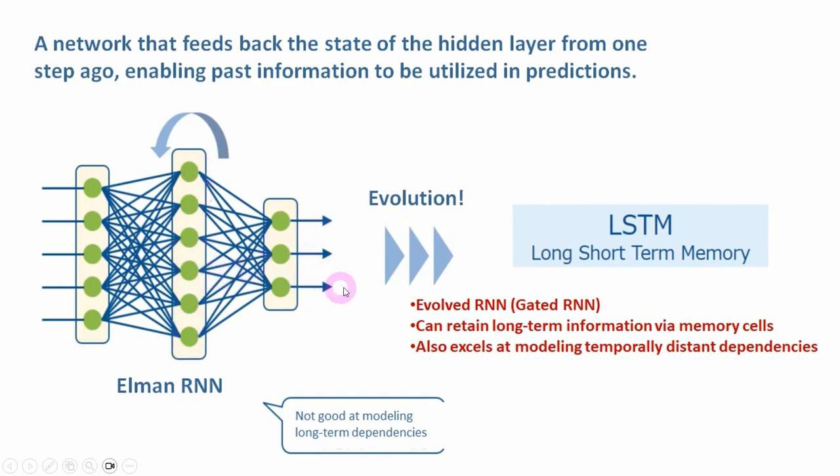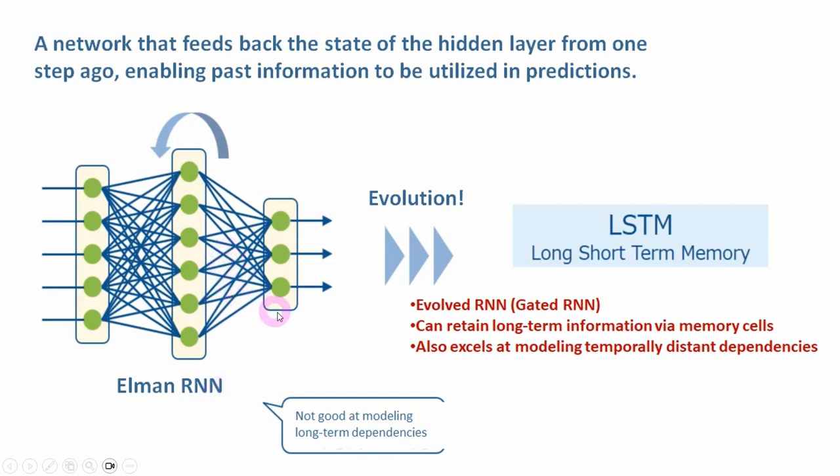But the key point is this: the state of the hidden layer from one step ago is fed back into the network. That feedback loop affects the calculation of the hidden layer at the next time step. That feedback loop is what makes it a recurrent neural network. It's a simple way to incorporate information from the immediate past.